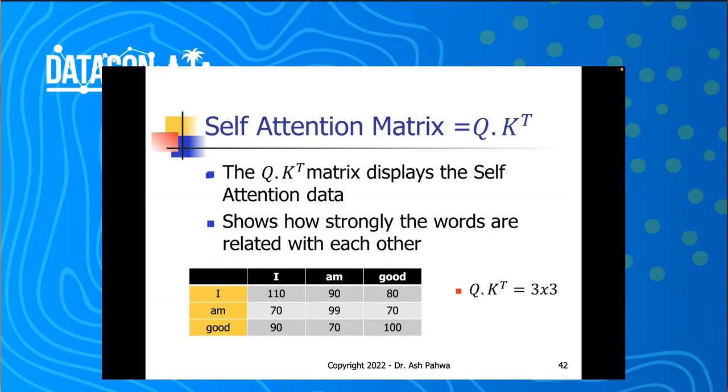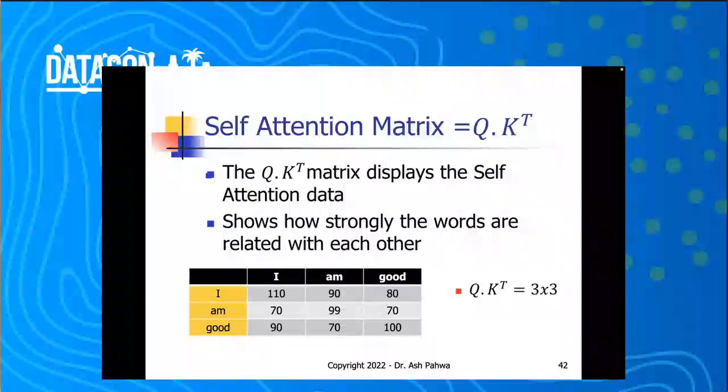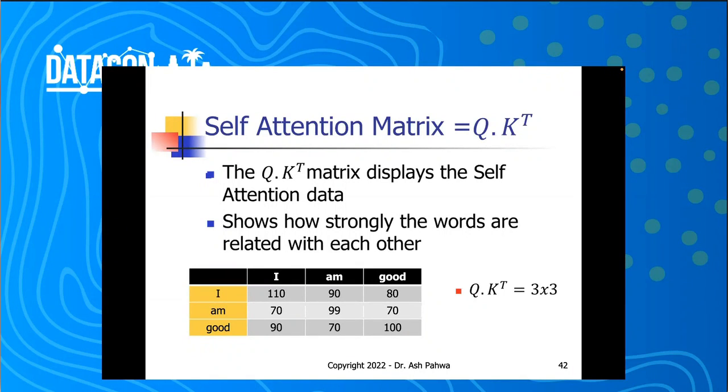But it is currently based upon the random values of those three things that we have: WQ, WK, and WV. Now, once this is computed, this is my self-attention. This shows that the word I is mostly related to the word I, am is related to the word am, and good is related to the word good, because there is no polysemy in this example.